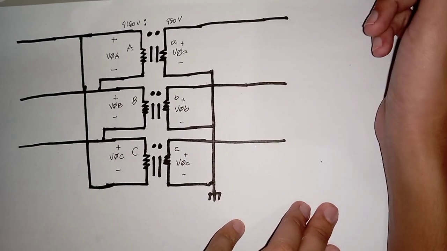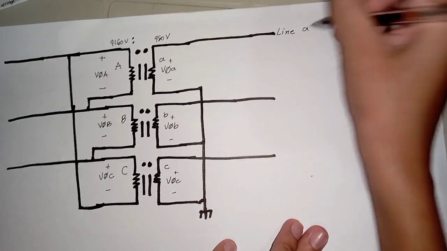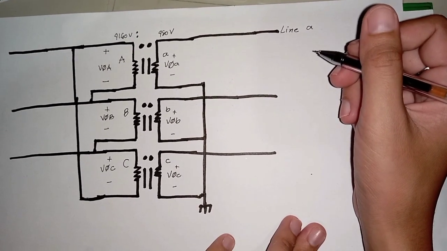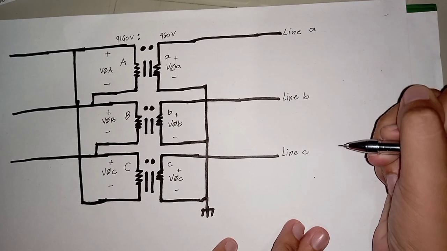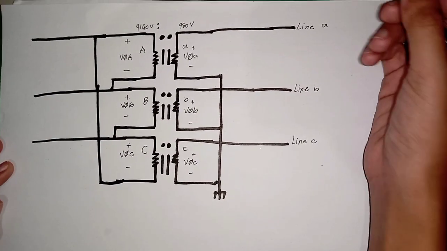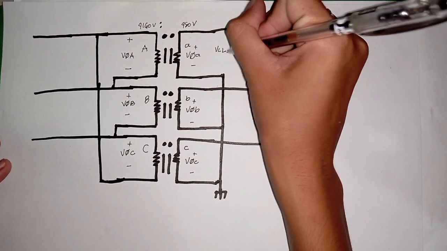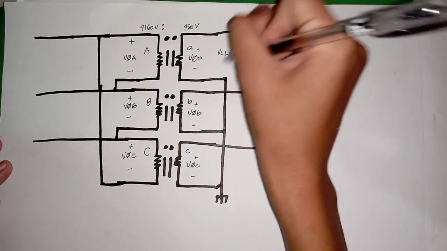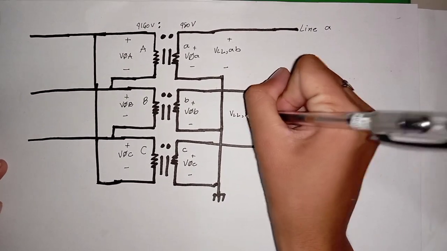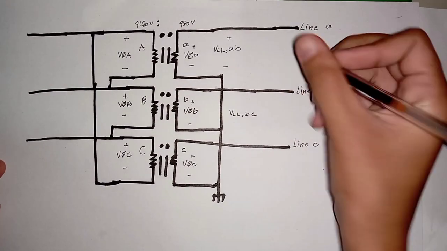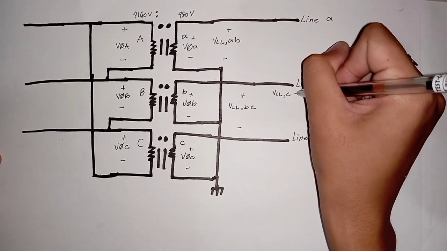So line-to-line voltages, however, are measured across two lines. The most common line-to-line voltages are measured across line A to line B, and from line B to line C, and from line C to line A.